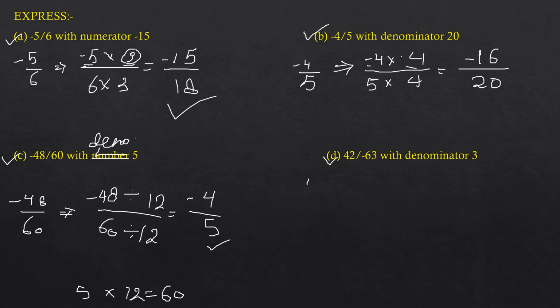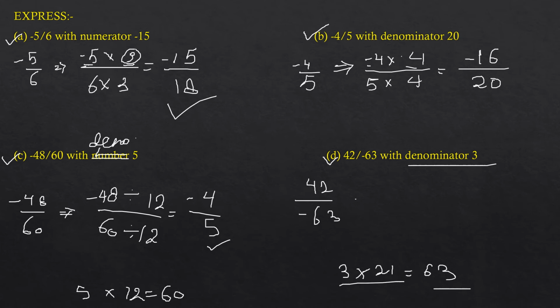The next part is 42 by minus 63. Alright, we have minus 42 by minus 63, and we have to change the denominator from 63 to 3. Okay, what should be multiplied by 3 to get 63? Can you think of it? Yes, that is 21. If we multiply 21 by 3, we get 63. So what will we do here? We have to reduce the number from 63 to 3. We will use division here.